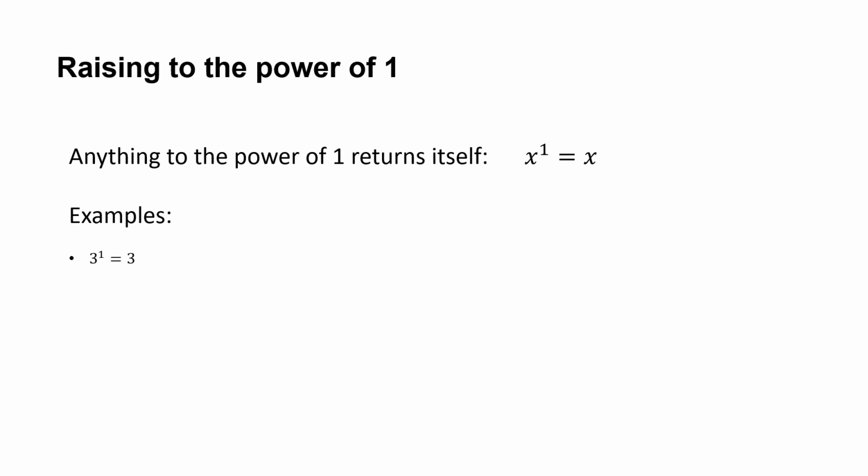So we can see here 3 to the power of 1 will just be 3, 100 to the power of 1 will just be 100. If we took a decimal number, 0.1 to the power of 1 is just 0.1, or even a fraction, 2/3 to the power of 1 is just 2/3.